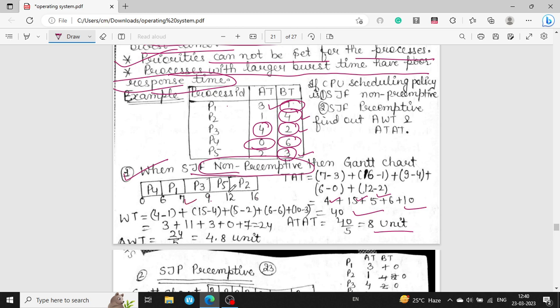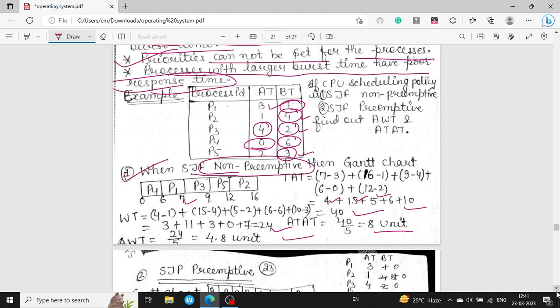Waiting time. Subtract burst time from turnaround time. That is 4 minus 1, 3; 15 minus 4, 11; 5 minus 2, 3; 6 minus 6, that is 0; and 10 minus 3, that is 7. When we add all these values, we get 24. When we divide 24 by 5, we get the average waiting time, that is 4.8.